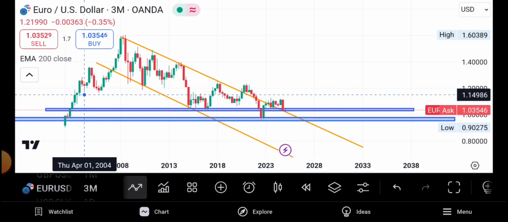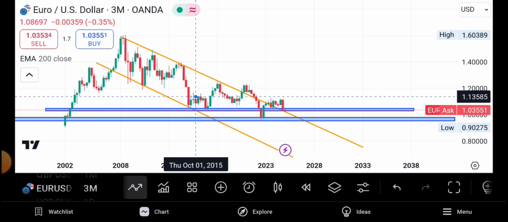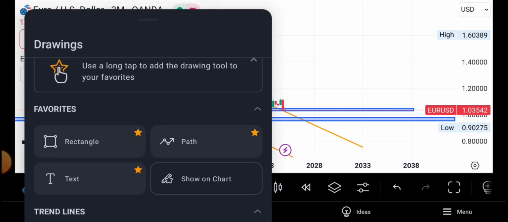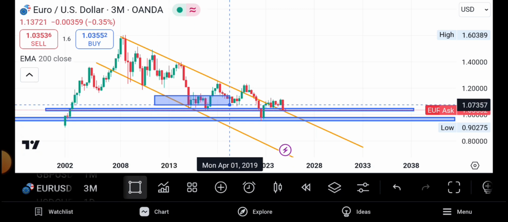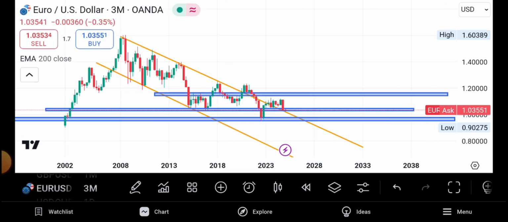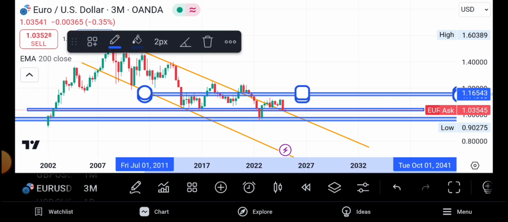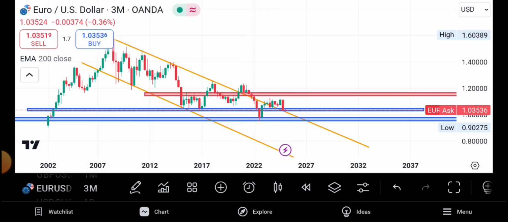So this zone is also a very critical zone. Let me draw it. So let us draw that zone now as our resistance zone, like that. You will notice that this will be our resistance zone, and as usual, our resistance zone will be the red line. Are we together? That will be the red line.